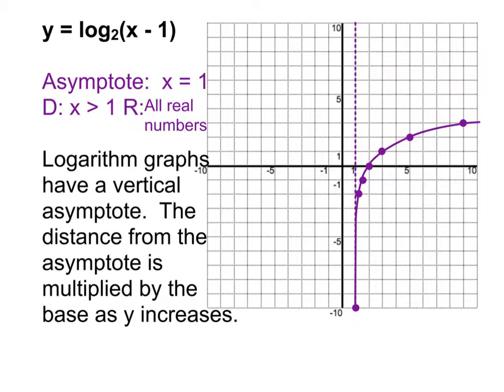And so having seen our first logarithm graph, let's summarize a couple important points about this. Logarithm graphs will always have a vertical asymptote, every single one. And you notice here that the distance from the asymptote is multiplied by the base as y increases. Remember with our exponential, as we increased, I doubled my height. In the case of the logarithm graph, with base 2, that means that as I go up, I'm doubling that distance.